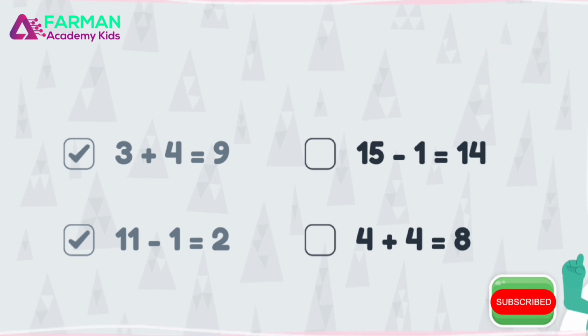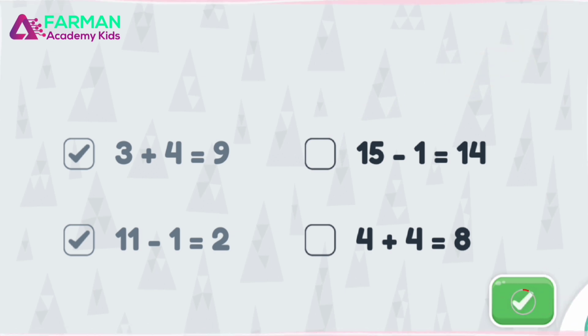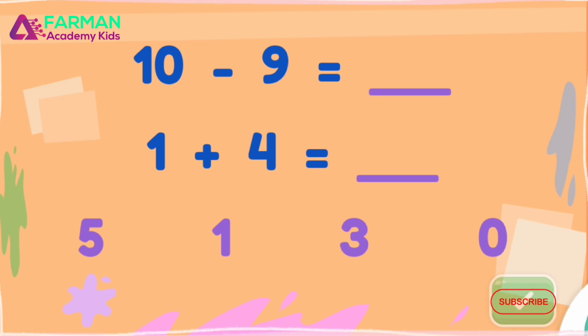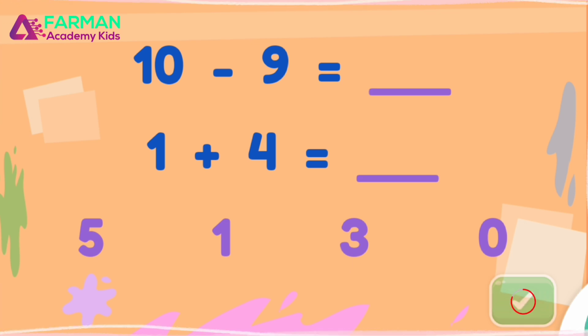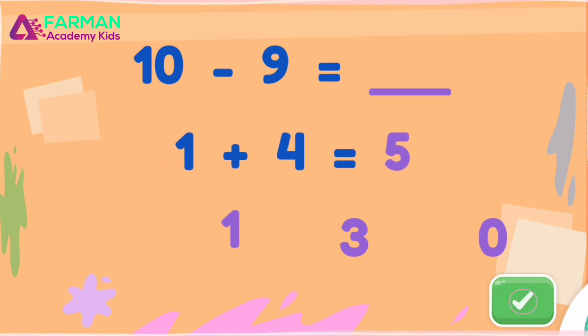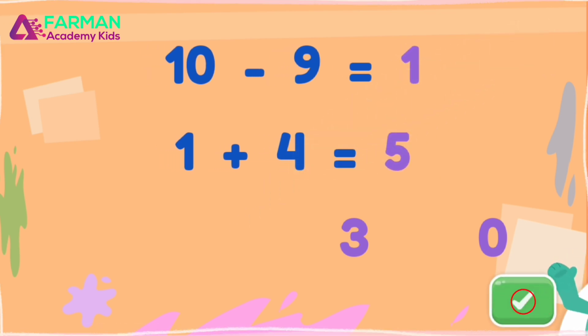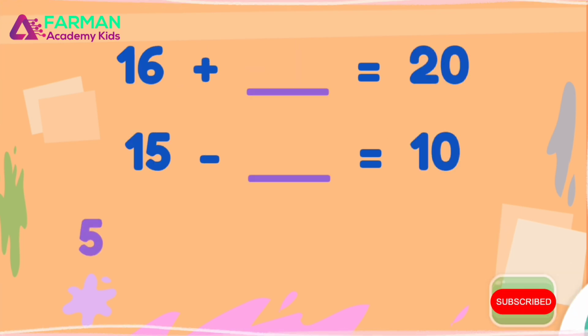Super! You found the false equations. 11 minus 1 is not 2. 3 plus 4 is not 9. Let's solve these equations. Drag the correct numbers to the blanks. Yay! 10 minus 9 equals 1. 1 plus 4 equals 5.